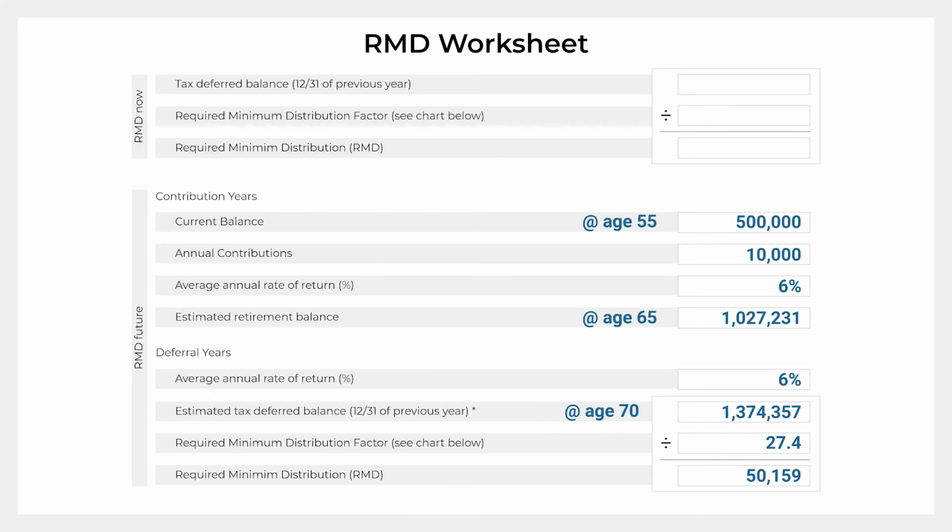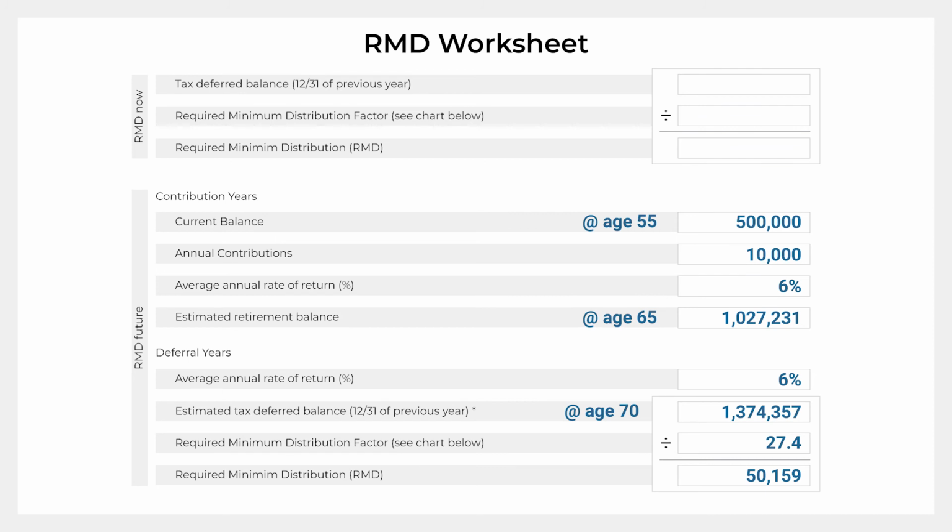The third and final example that I want to share with you is an individual that is still in his working years and still contributing to his retirement plans, but after he retires will still have several years before he is required to withdraw from his retirement accounts. This individual is currently the age of 55 and he has $500,000 in his account. He is contributing $10,000 per year and his account is earning 6% per year. At the age of 65, when he retires, his balance will be $1,027,231.